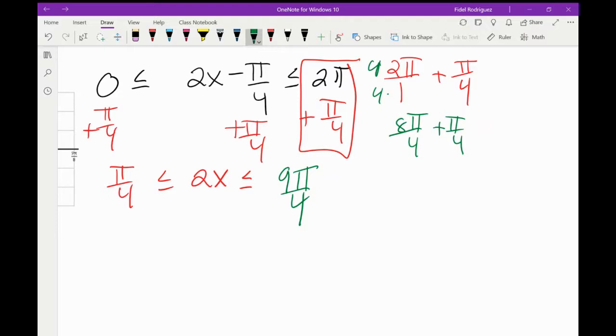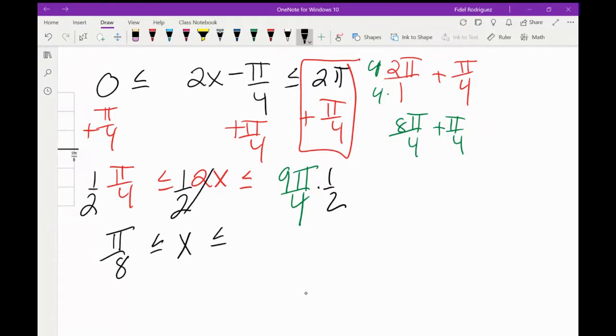Okay, last question. How do I get rid of this 2 right here? Reciprocal, right? 1/2. Guys, I know we could say divided by 2. The reason why I do the reciprocal is because I already have fractions. So look, isn't this going to give me pi over 8? And this is going to give me 9 pi over 8? Okay.